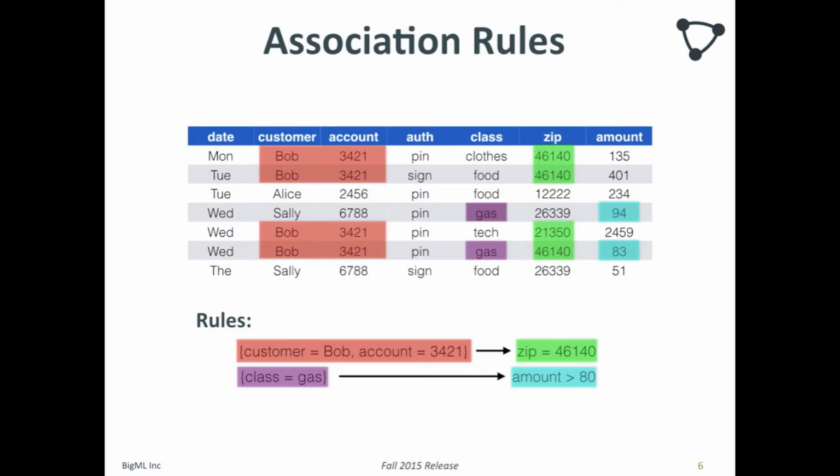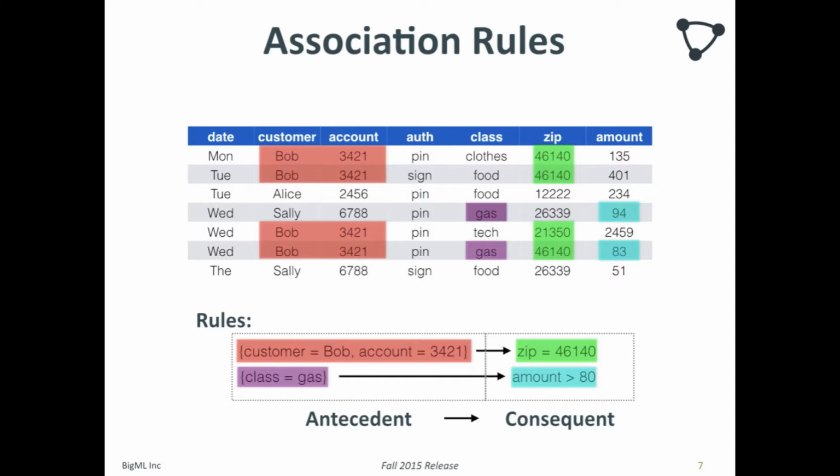We can also see a second example of these two gas purchases. Now we could imagine a rule that if the purchase class is gas, then the amount will be greater than $80. Although gas prices have been falling lately, so maybe that would be hard to imagine right now, a very large car. Okay, so let's put a little bit of terminology onto this.